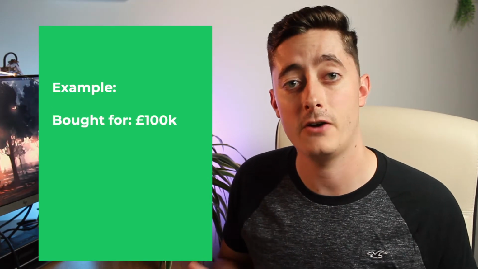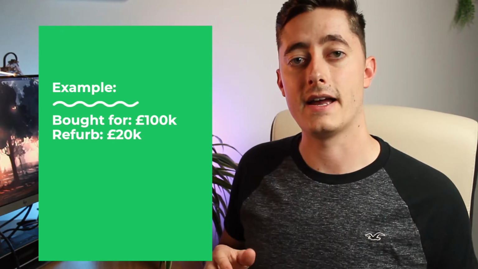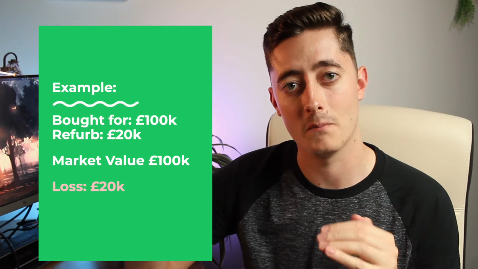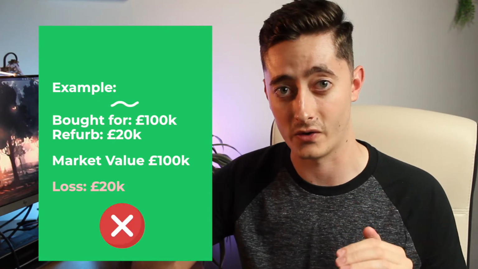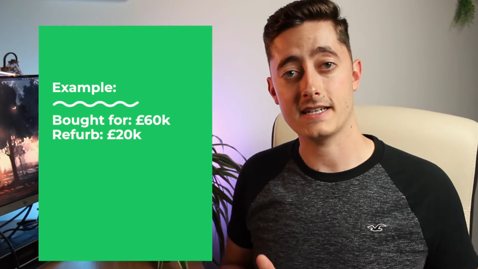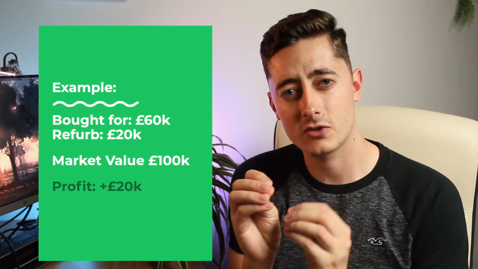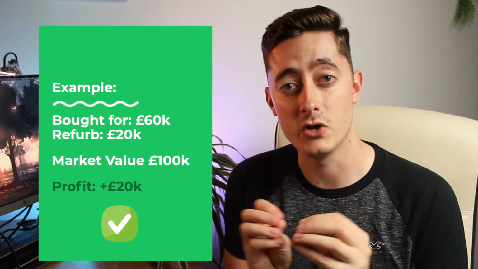So if you're looking to refurb a property, then what you don't want to be doing is buying a property at market value and then adding a £20,000 refurb on top, because you're not going to sell it for the price that you want. Instead, if a house was worth £100,000 and you're buying it for £60,000, then if you spent 20 on the refurb, you know that you've got about £20,000 in there of profit and manoeuvrability.